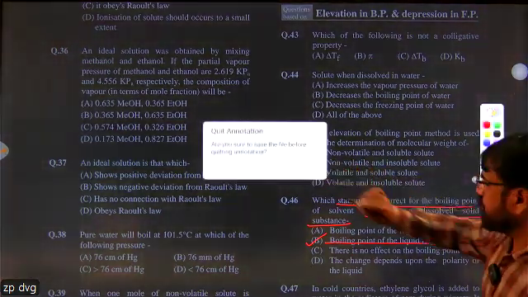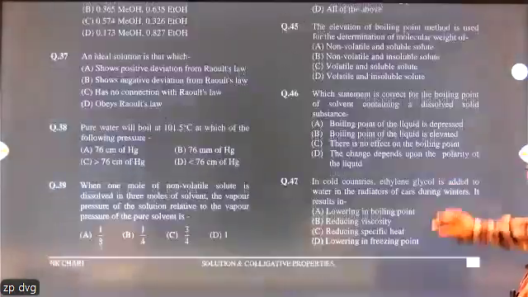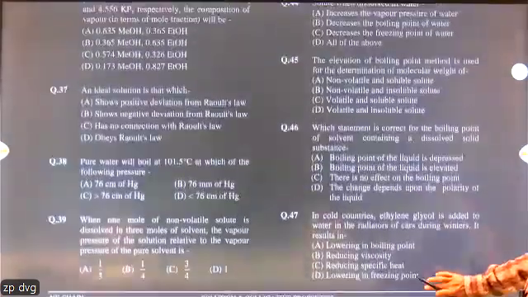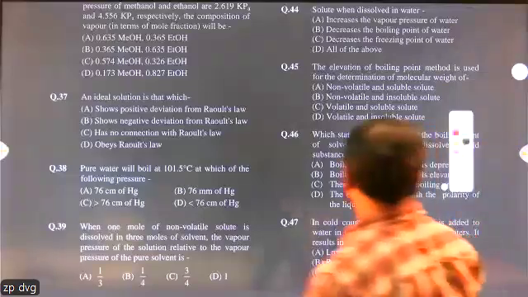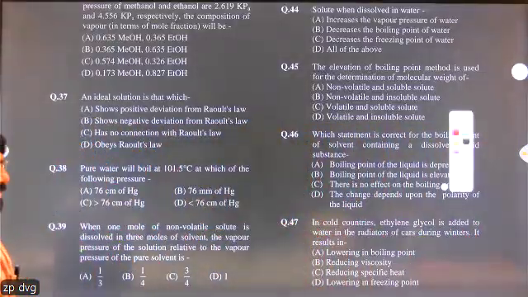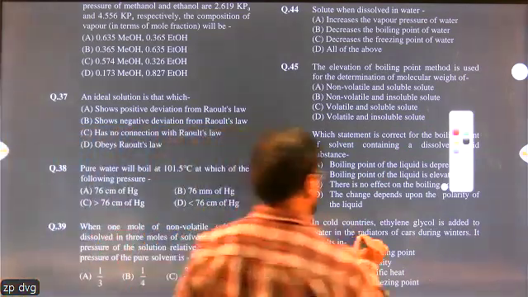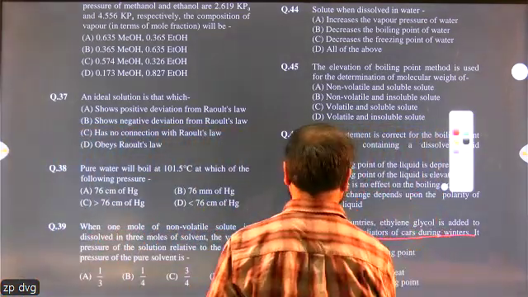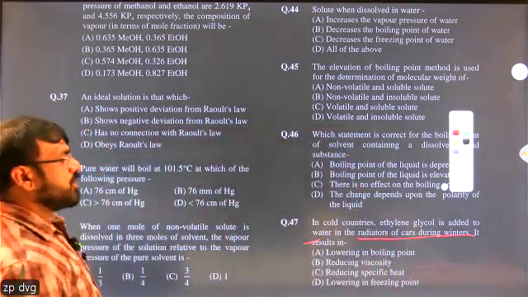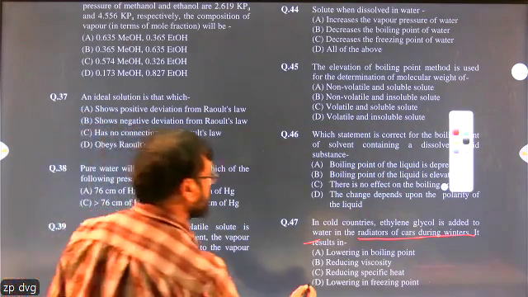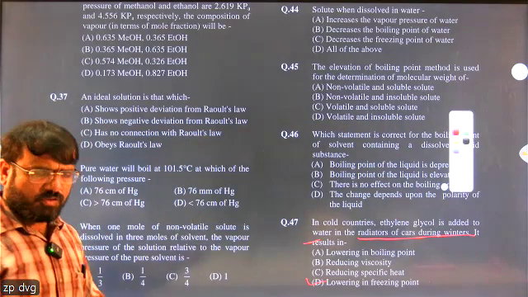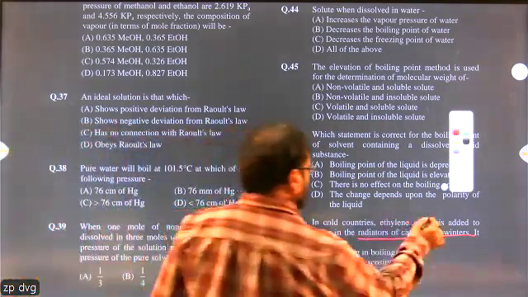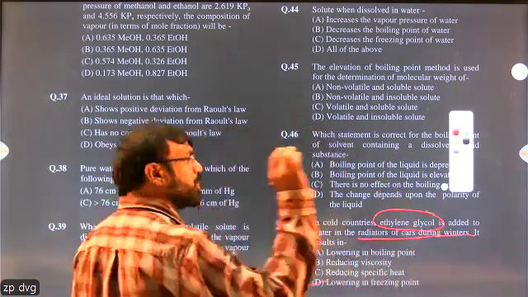Next one, question number 47. In cold countries, ethylene glycol is added to the water in the radiators of cars during the winters. What is the use of ethylene glycol? It lowers the freezing point. So then we can prevent the conversion of water into ice. For that purpose only, ethylene glycol is used as an anti-freezing agent.